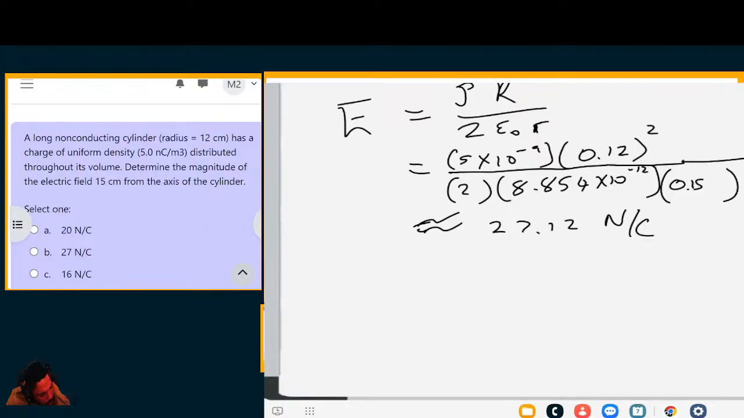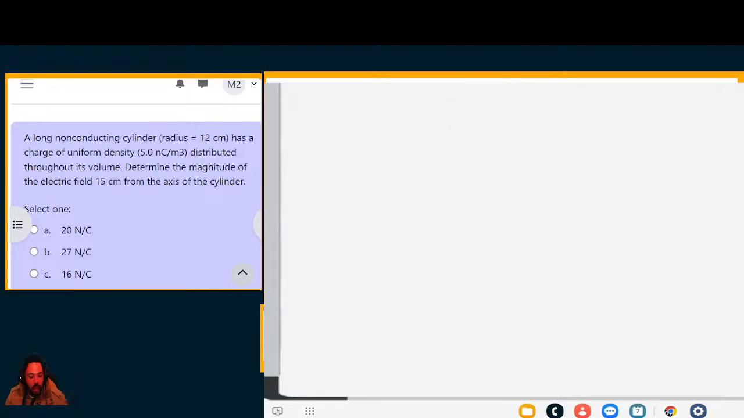Is it 14? Yes, we calculated it to be 14. But here it is 27. It's because we now have the full charge contributing to the electric field. The full enclosed charge is contributing to the electric field.